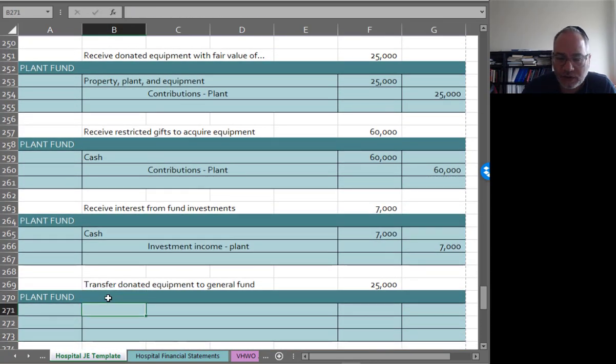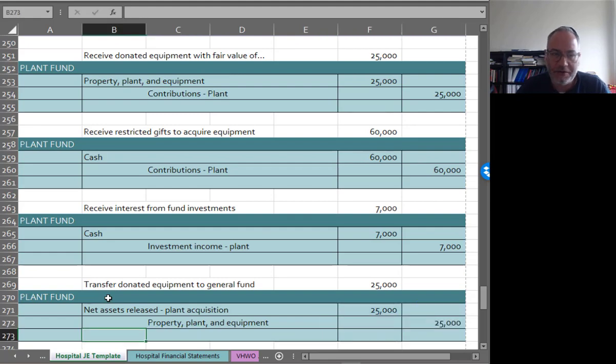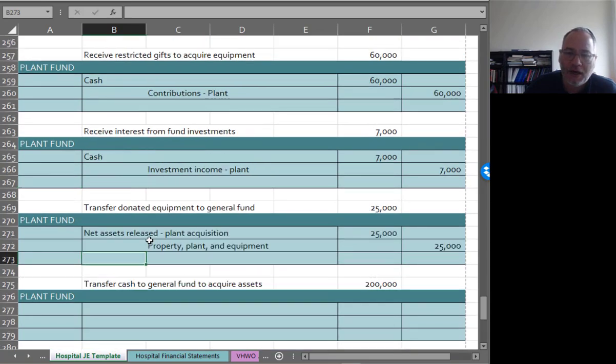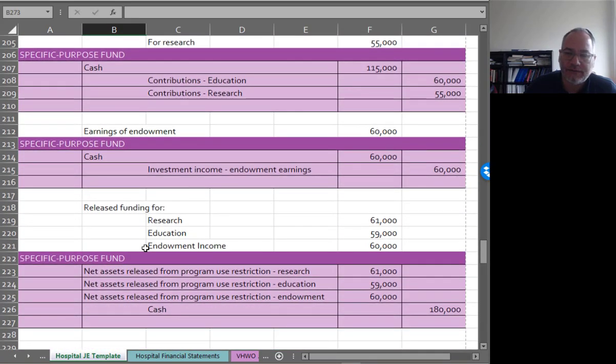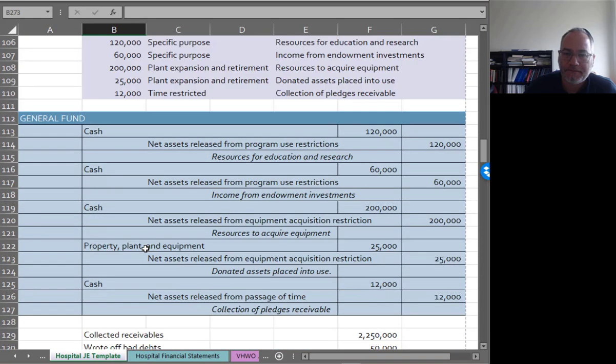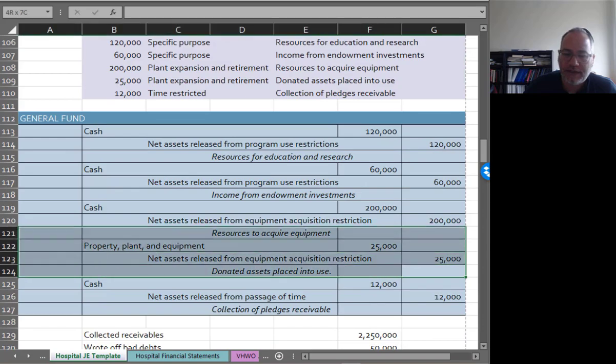And then transfer donated equipment to the general fund. I'm going to take this $25,000 equipment and send it over to the general fund and they're actually going to use it. Plant acquisition of $25,000 and credit property, plant, and equipment of $25,000. And again, if I could show you the general fund where we receive the money, I'm not going to do that right now. Yes, I will. Here you go. In case you don't believe me. Is right here.